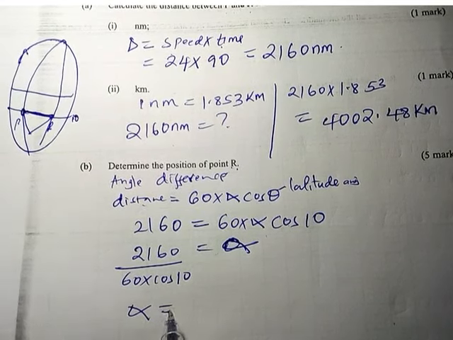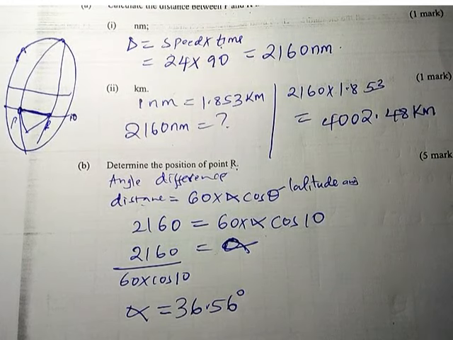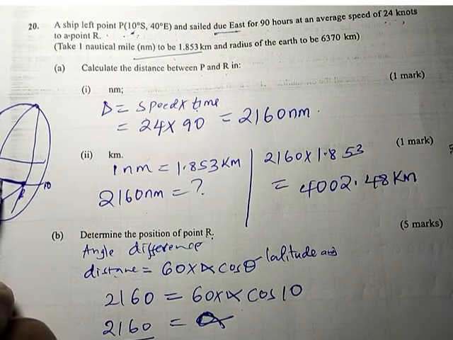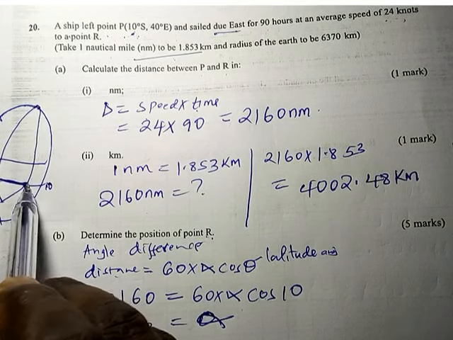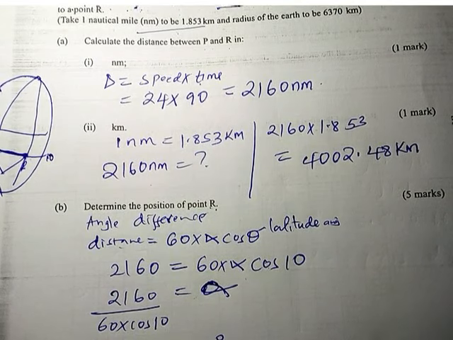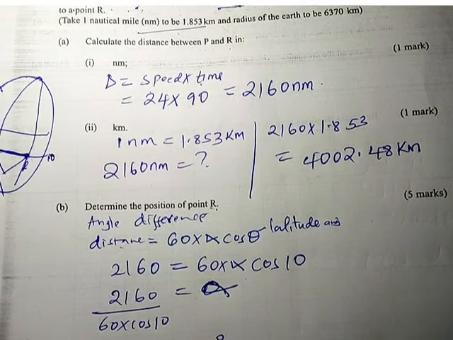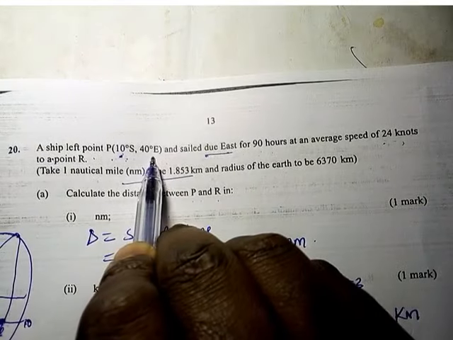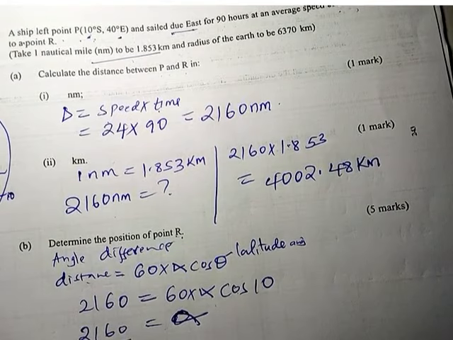So alpha is equal to 36.56 degrees. So the angle difference is this one. Now we are moving from P to the east. If it is to the east, it means they were on the same side. So to get the longitude of R, it is 36.56 plus 40, which is equal to 76.56 degrees.